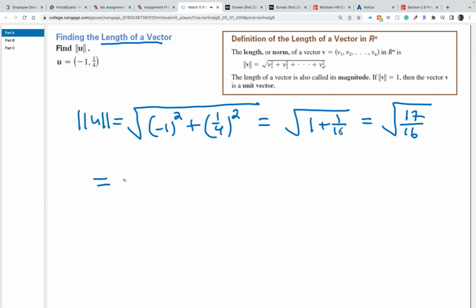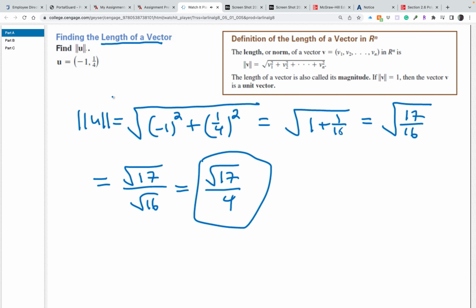And so we can rewrite this as the square root of 17 over the square root of 16, and we know that the square root of 16 is 4, so this will become the square root of 17 over 4. So here we see that the length of this vector u is going to be the square root of 17 over 4, using our definition of the length of a vector in Rn. In this case, we're dealing with R2.